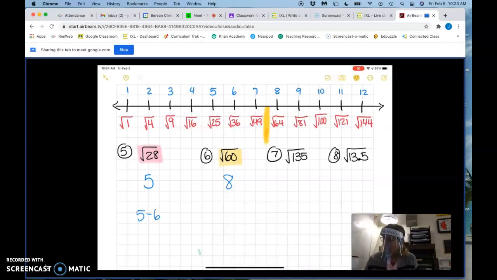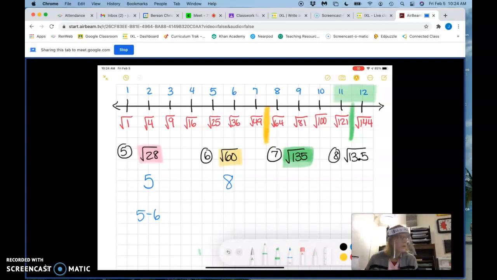Oh, I have the next one. Where would 135 fall? 12 and 11. Between 12, yes, that's right. 135 would fall right here between the numbers 11 and 12. Now this one is pretty close to the middle, but which one do you think it's closer to? Any guesses? Is it closer to 11 or 12? 12, I think. It is, you're right. It's just barely closer to 12. Nice.